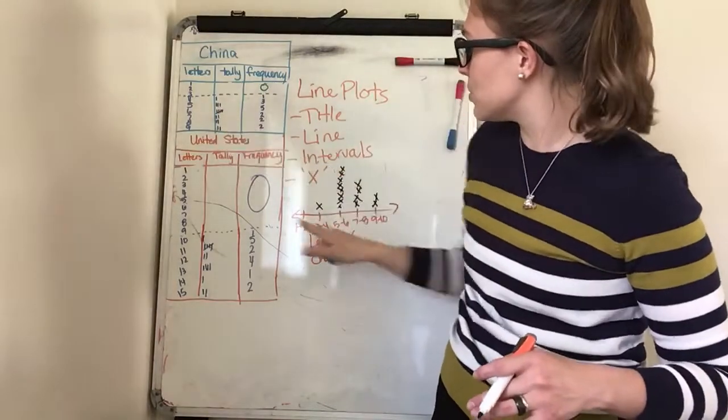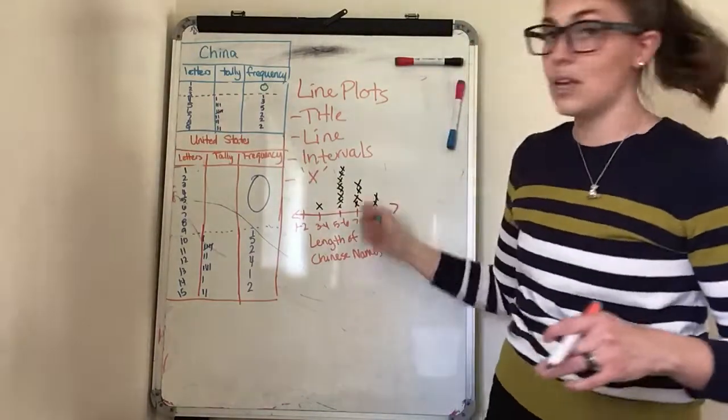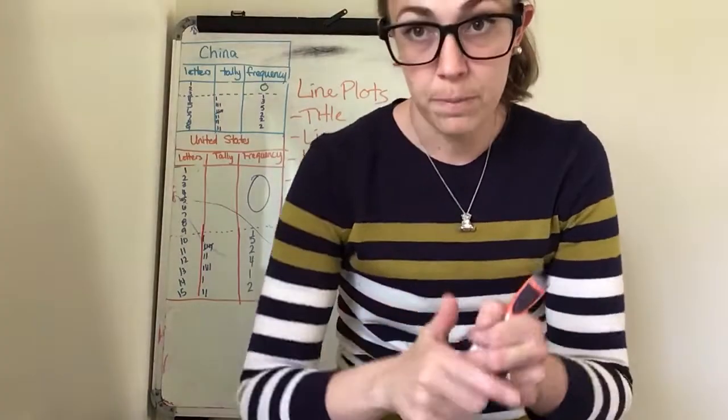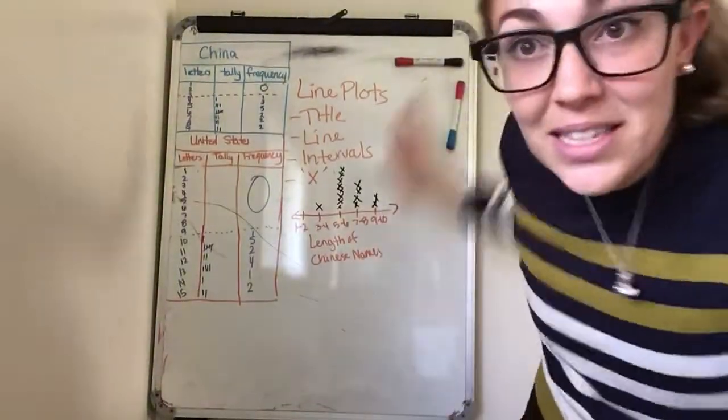7 and 8, 2 and 2 is 4. I have 4 X's, we're good. And for 9, 10, I have 2, we're good. And that is how you make a line plot. That's it.